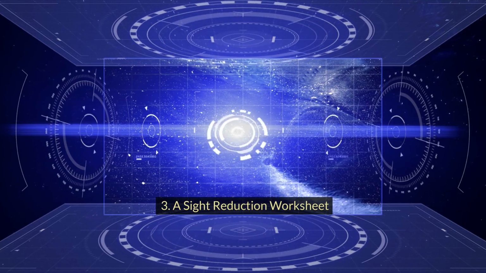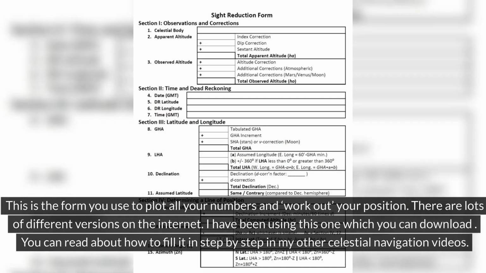3. A sight reduction worksheet. This is the form you use to plot all your numbers and work out your position. There are lots of different versions on the internet. I've been using this one, which you can download. You can read about how to fill it in step by step in my other celestial navigation videos.